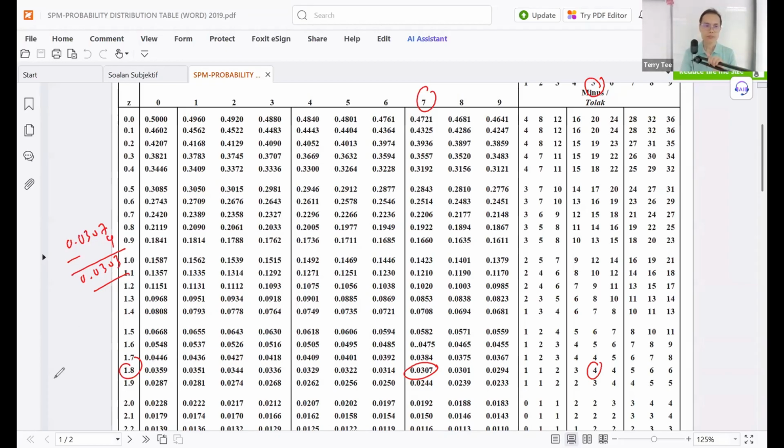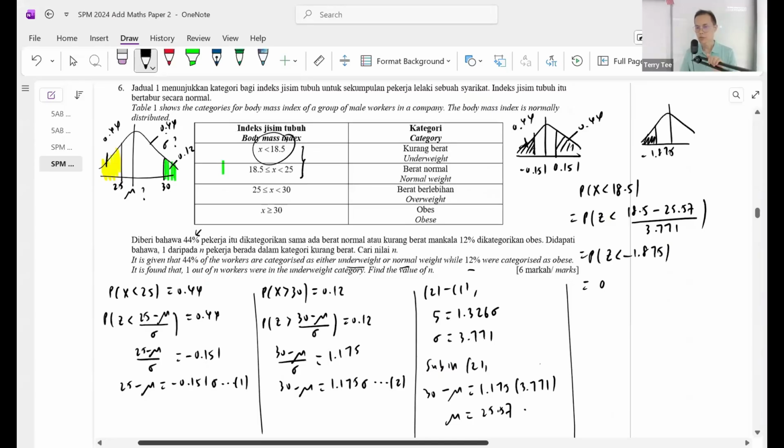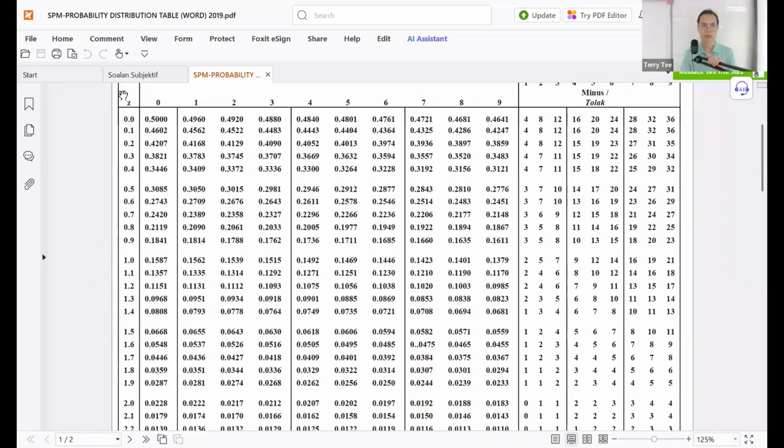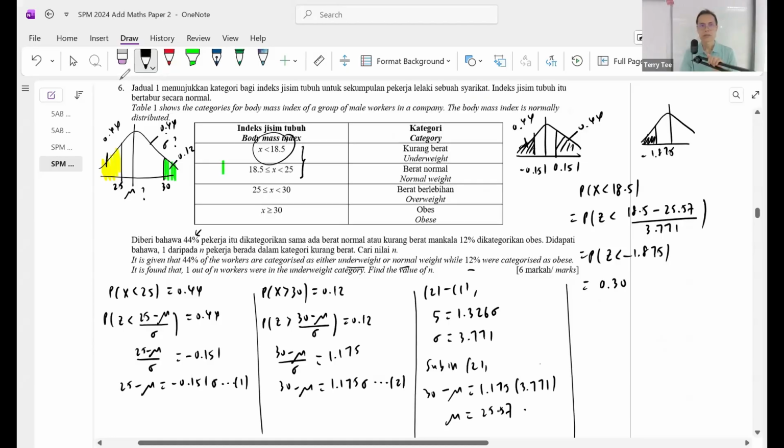0.0303. So go back to this. Wait, can I just undo this? Redo. Oh, 0.0303. There's another 0 in front. 0.0303. Okay, so this represents the probability that they are underweight.